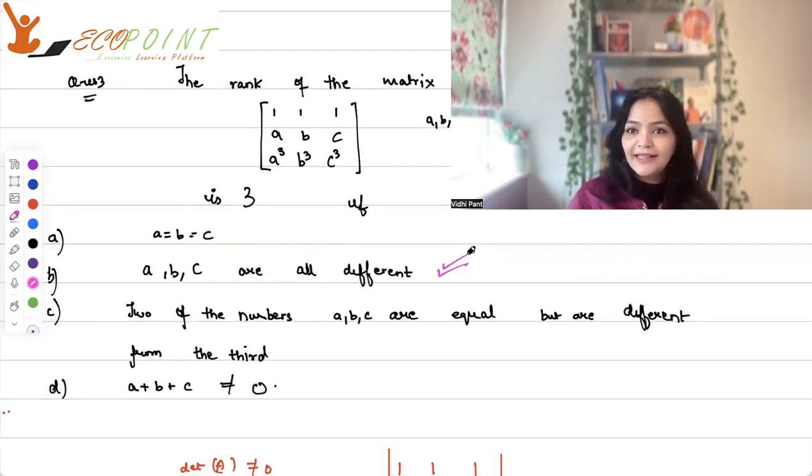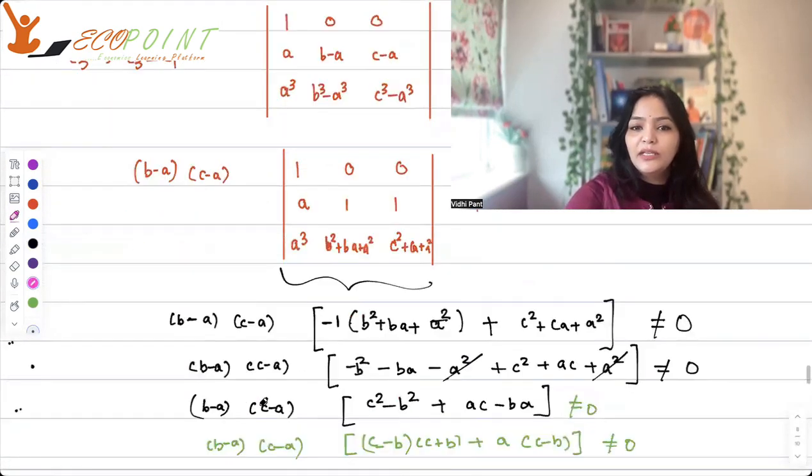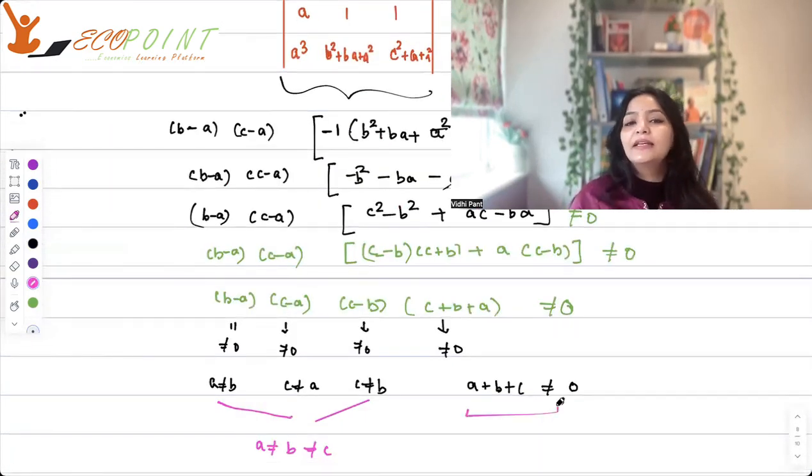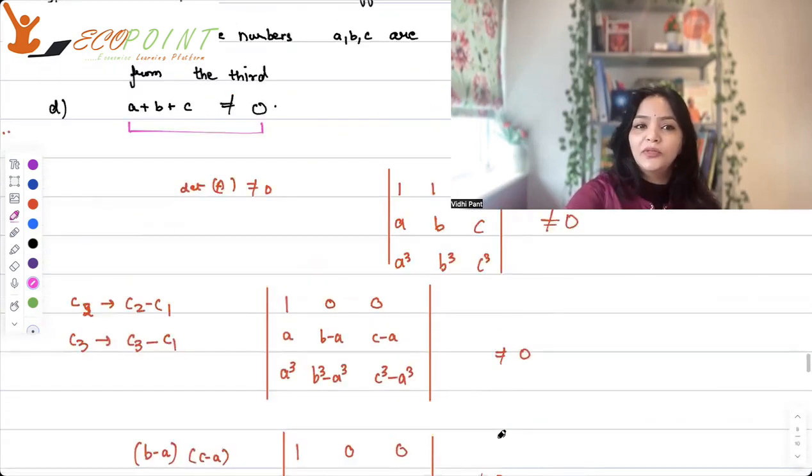बट एक सेकेंड, डी ऑप्शन में मैंने क्या दिया है? A plus B plus C should not be equal to 0. ये भी तो आ रहा है. यस, ये भी सही ऑप्शन है.